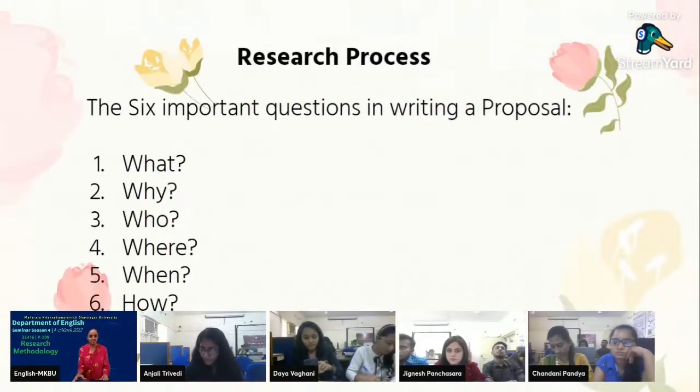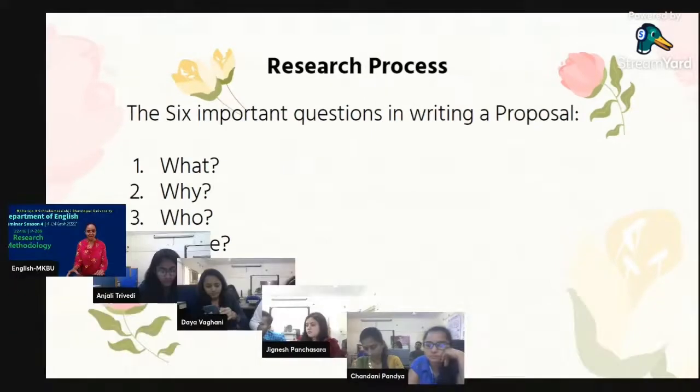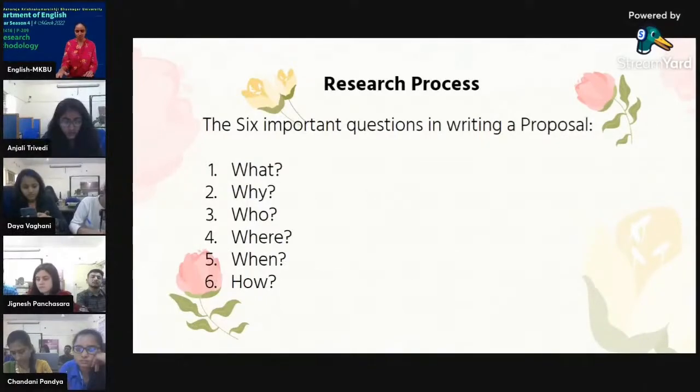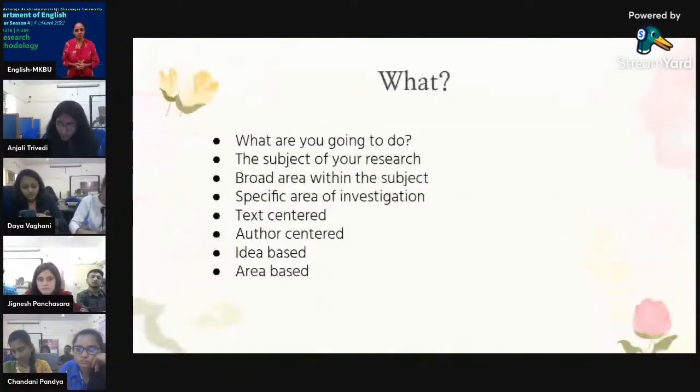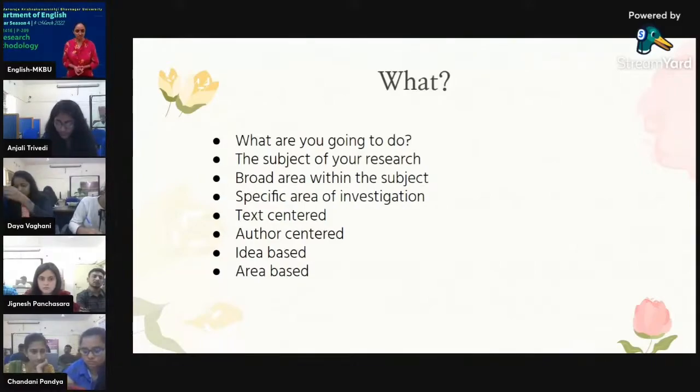Then these are the six important questions in writing a proposal: what, why, who, where, when, and how. What? What are you going to do in your research? The subject of your research, broad area within the subject, specific area of investigation, like which area we are going to take, whether it is gender studies, post-colonialism, feminism, and such type of areas. Then it is many times text-centered, that we take sometimes novels and books. It is author-centered, idea-based, or area-based.